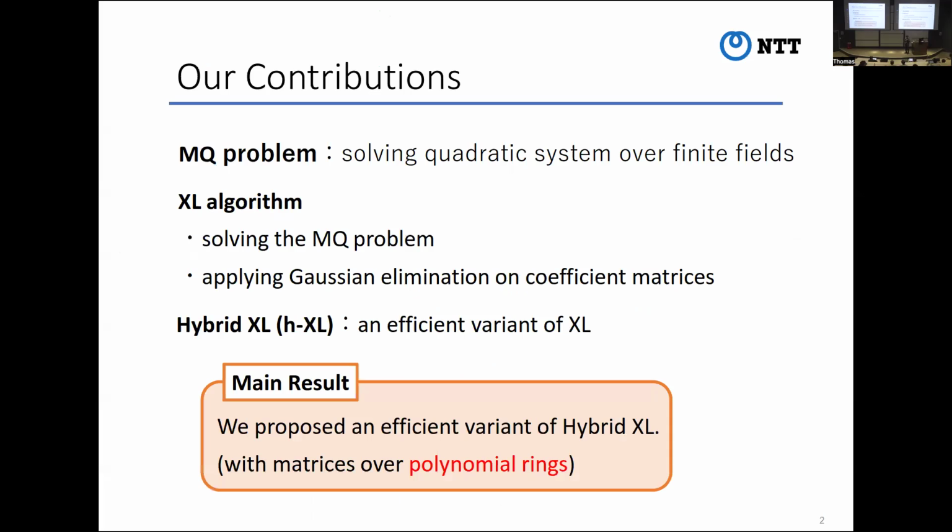In this talk, we deal with the MQ problem, solving quadratic systems over finite fields. The XL algorithm is known to be one of the algorithms solving this MQ problem by applying Gaussian elimination on coefficient matrices. And hybrid XL is an efficient variant of this XL algorithm.